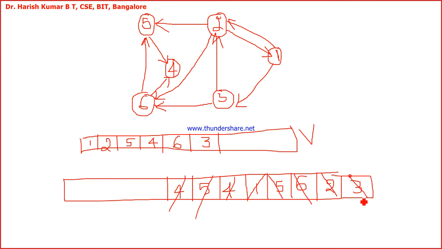So 3 is visited, and I find the adjacent nodes of 3, that is 2 and 6. 6 and 2 are pushed onto the stack. Now I try to visit 2, since 2 is already visited, I pop it. Next I try to visit 6. 6 is already visited, I pop it. Okay, now this is the DFS. People understood? Yes, sir. Okay, so we'll stop here.